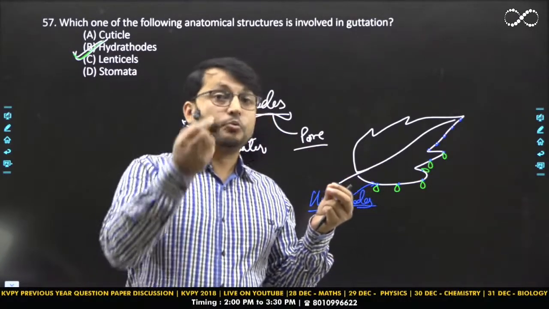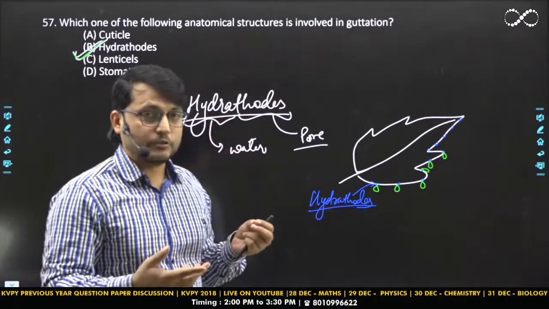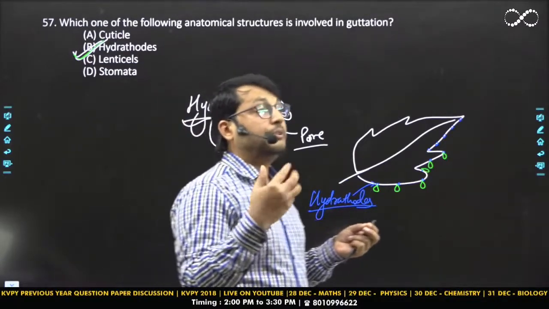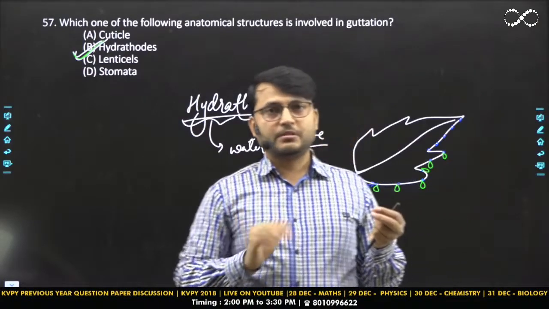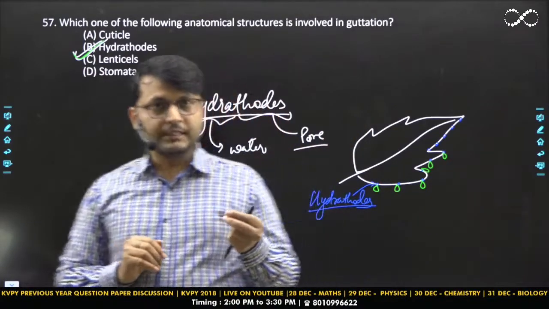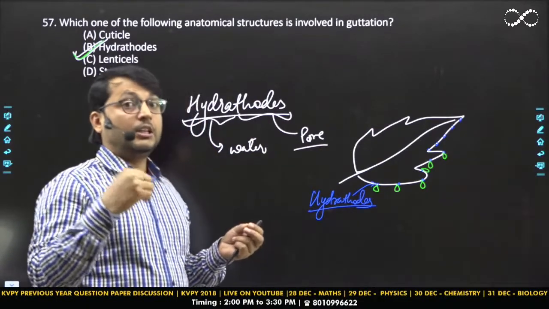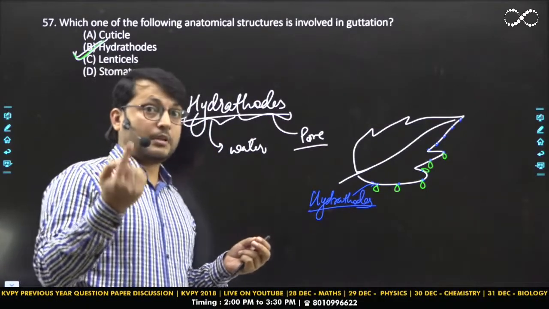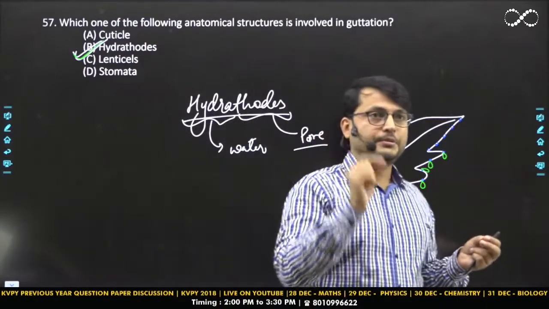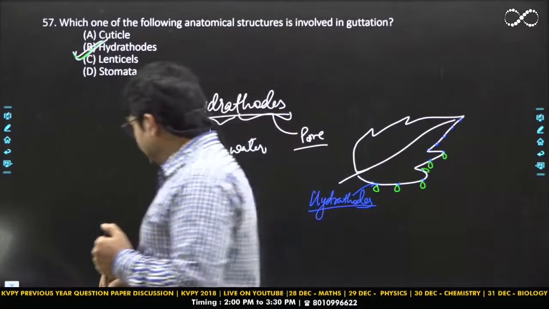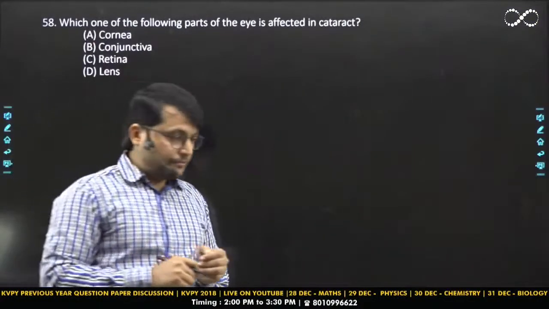and this is known as guttation. Okay, it only happens in herbaceous plants. You will never observe it in taller plants. Why? Root pressure is a weak force, so it can only pump water a few centimeters above the soil. That's why it is only observed in herbaceous plants and not in tall trees or shrubs. Remember, guttation is only found in herbs. Okay, great. Let's move on to question number 58.